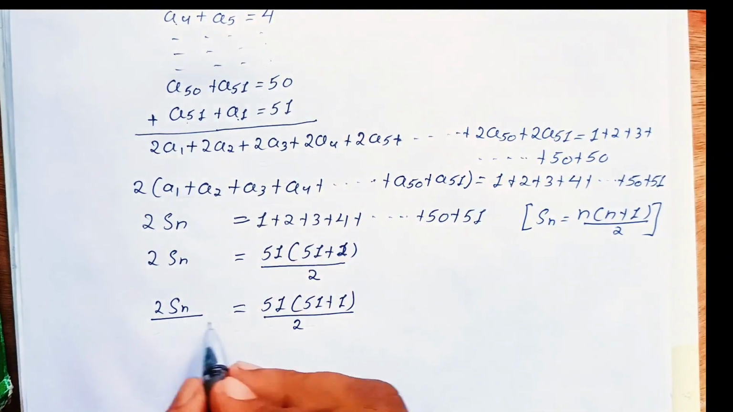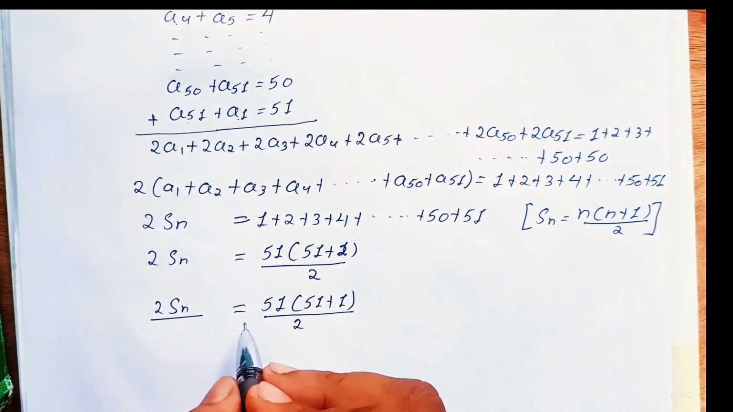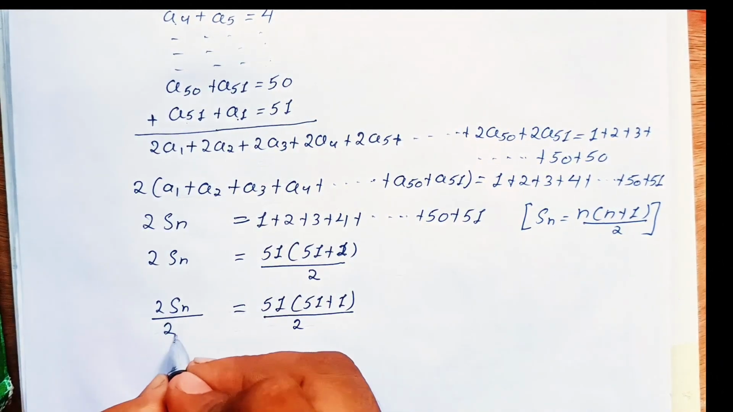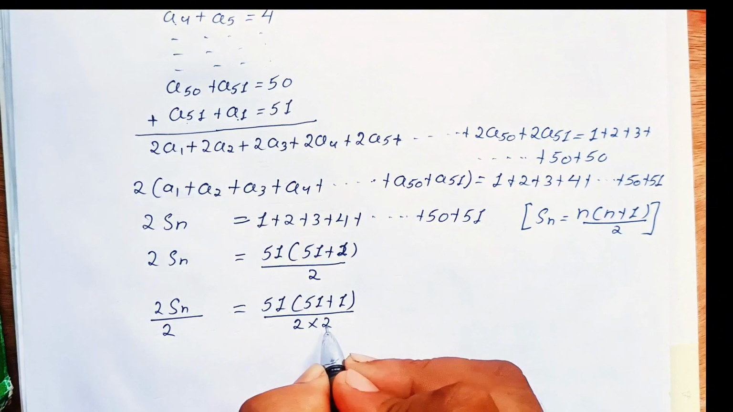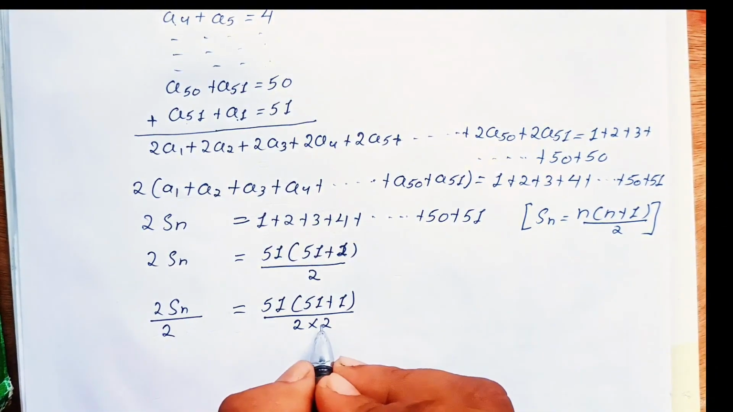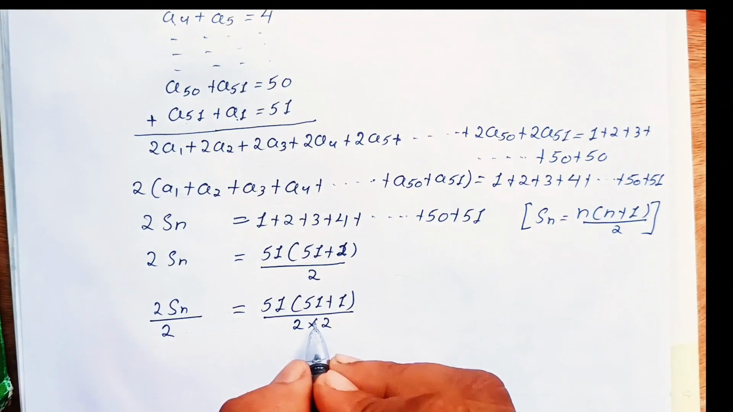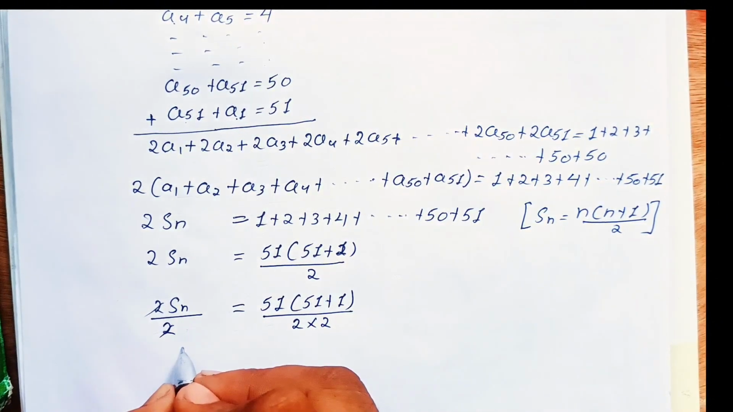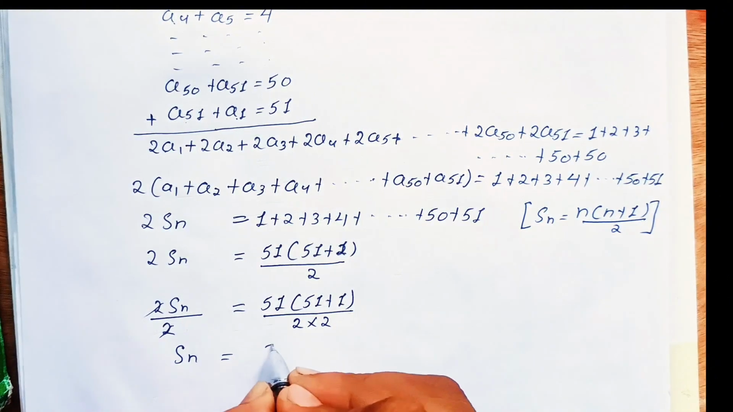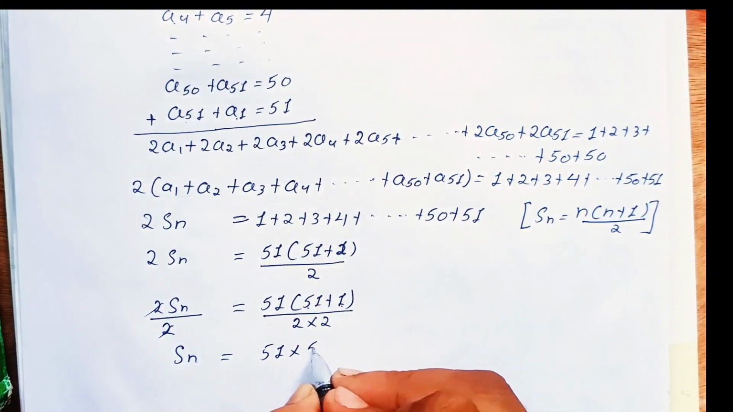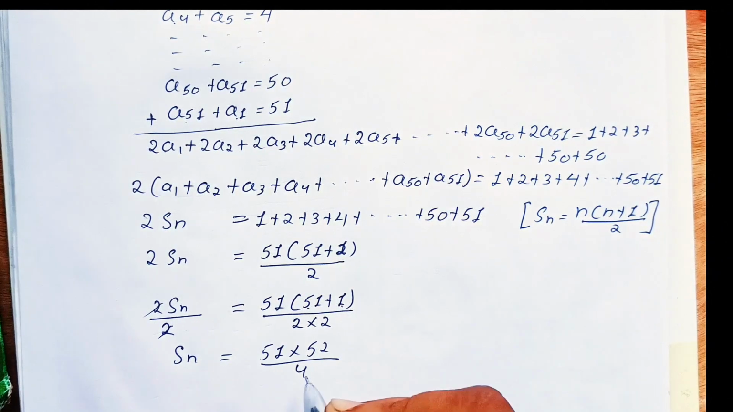Now we divide both sides by the same number 2 to eliminate this 2. So 2 here, and we also divide on both sides, because equal operation on both sides of an equation does not affect the equation. So 2 and 2 will be cancelled out, and here we have Sn equal to 51 into 51 plus 1, that is 52, upon 4.